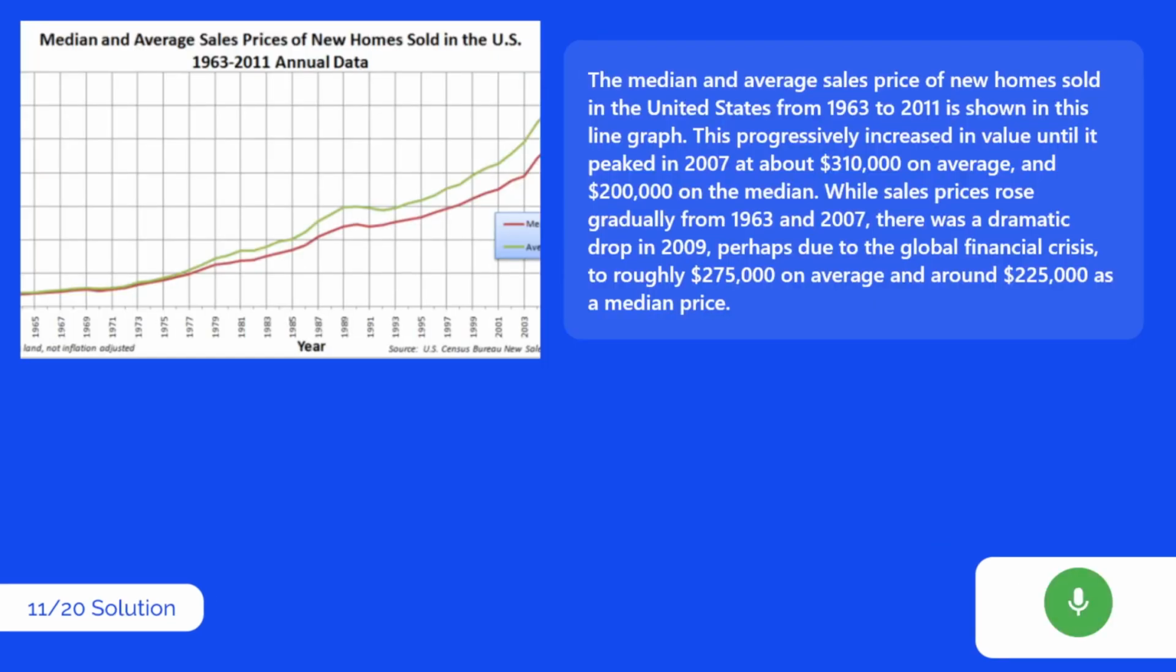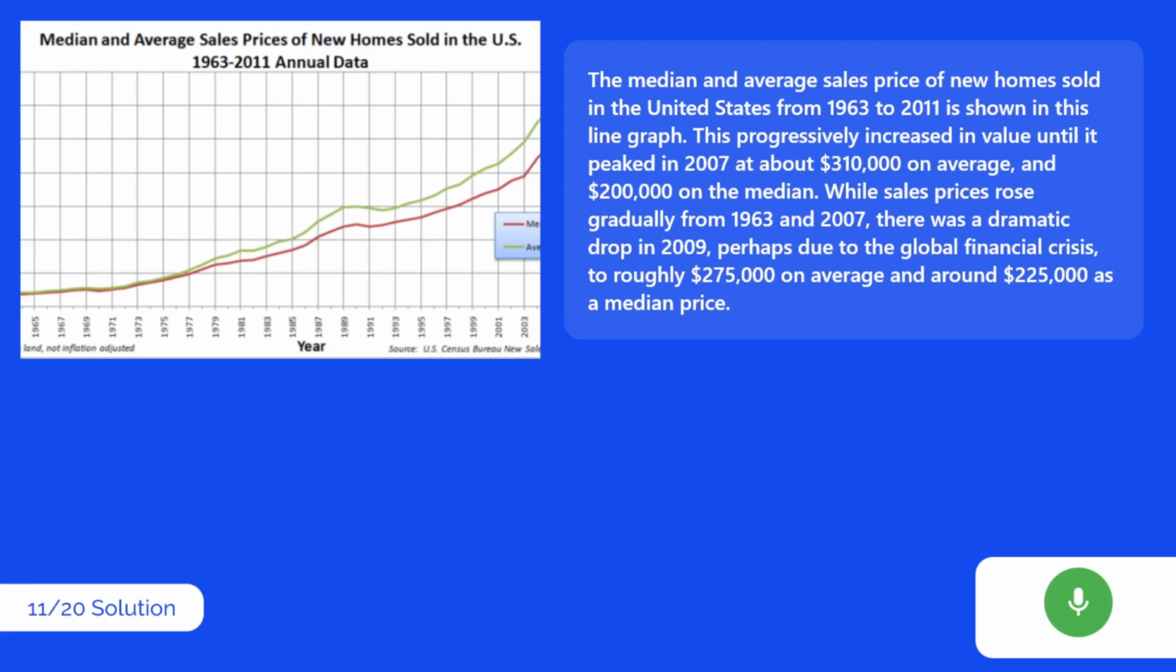The median and average sales price of new homes sold in the United States from 1963 to 2011 is shown in this line graph. This progressively increased in value until it peaked in 2007 at about $310,000 on average, and $200,000 on the median.